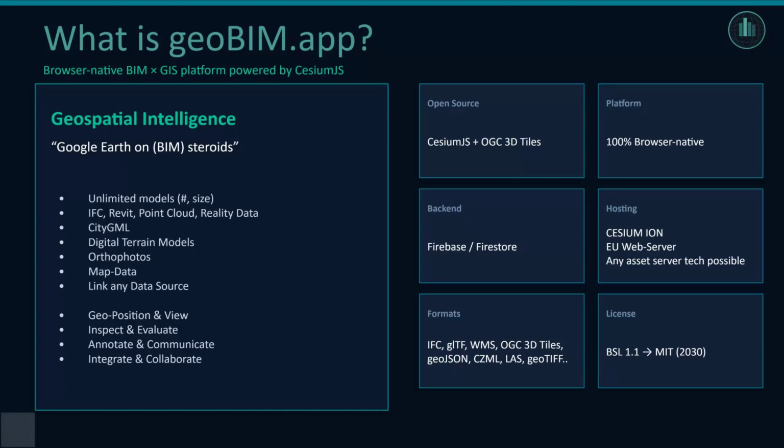You can choose a European web server, a European data center, of course. My website itself runs on my own data center here in Germany, but any asset server technically is possible. So there's no need or no must to run it on Cesium Ion. In terms of formats, geoBIM.app consumes all sorts of formats, foremost IFC, Revit files, GLTF, WMS services, 3D tiles, GeoJSON, and all that stuff that you probably already know.